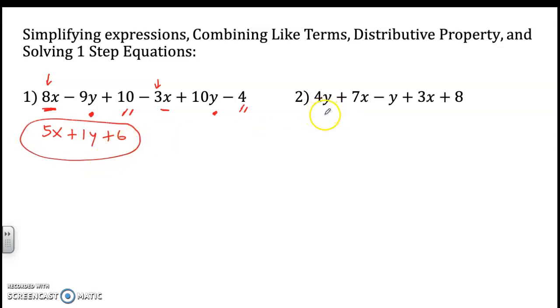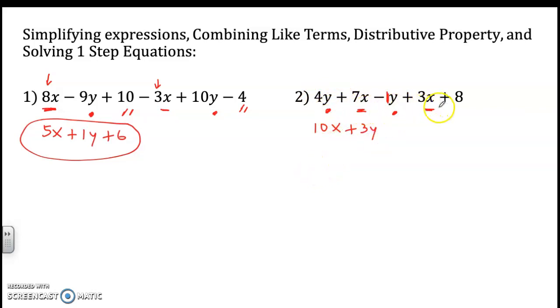Let's go number 2. Normally we start with the x's. We go in alphabetical order, and the x is before the y. So 7x plus 3x is 10x. By the way, if you start with the y's, it doesn't matter. The order does not matter in this case. And then I'm going to go with the y's. 4y's minus, there's no number there. So there's no number in front of the y. Technically you have a 1, invisible 1, but there's 1y. So 4 minus 1 is 3y, positive.